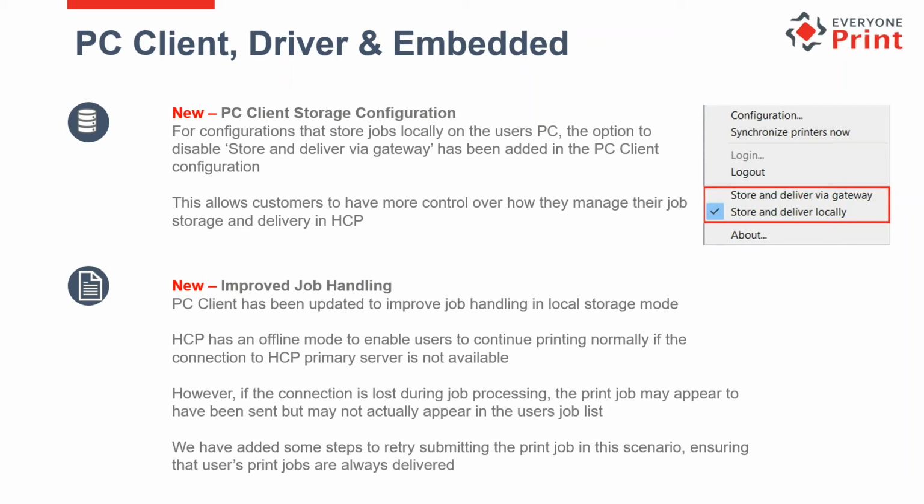So that's always been in HCP, but we found that connections being lost during processing, particularly of big jobs, would mean that the print job may appear to have been sent but not ever reach the printer. So we've just added some logic, again, not visible to the users, but it certainly will improve their experience if they've ever come across this. We've added some steps to retry submitting the print job in this scenario. So if we lose connection during job processing, the job will then be retried a couple of times before switching to offline mode. This should then ensure that jobs are always delivered, and if they're not delivered, the user is informed why.